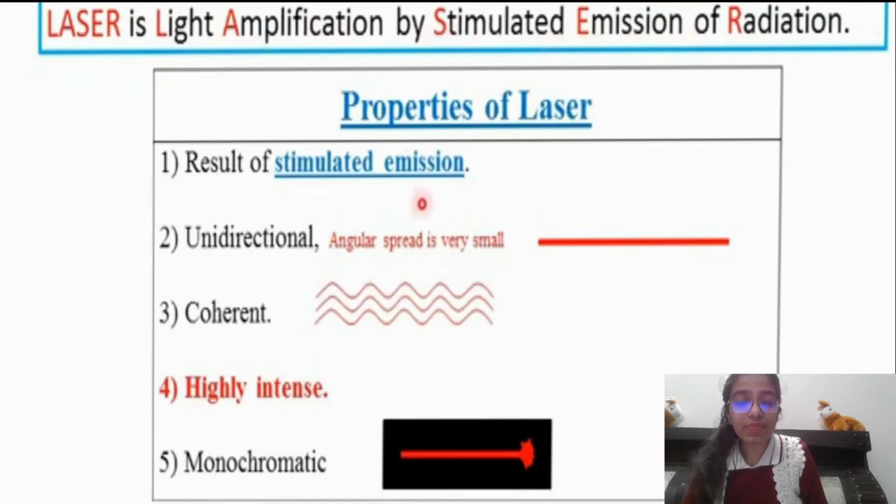The laser beam is highly intense because the laser beam is very narrow, so its density of photons is very high. And the last one is that laser is monochromatic, that is, it is characterized by one wavelength only.